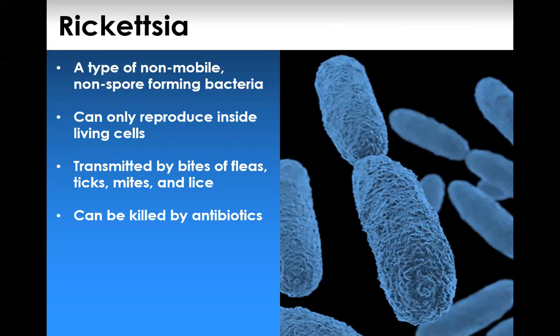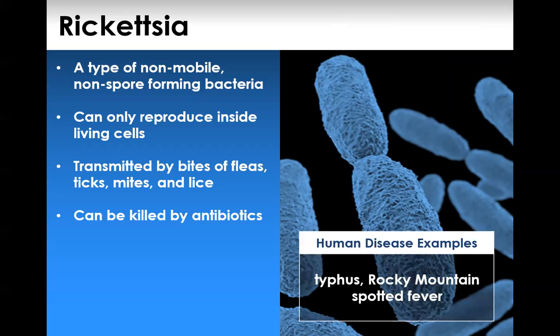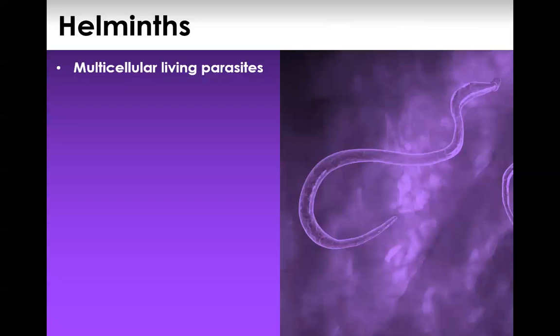Now, the rickettsia, so this is non-mobile spore-forming bacteria, and so they're transmitted by the bites of fleas, ticks, mites, and lice, and they can be killed by antibiotics, okay? So that's important.